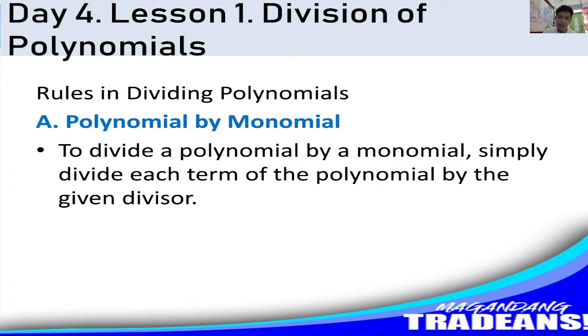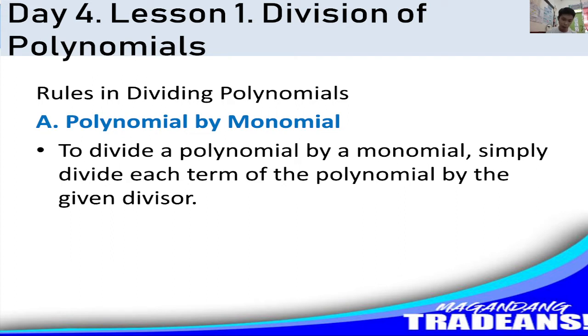This is a recorded class and still we are on module number 4, lesson number 1, division of polynomials. So today we will be learning about the rules on how to divide polynomials. So let's begin first with polynomial by monomial. When you say polynomial, it has two or more terms. So a monomial means only one term is used. So to divide a polynomial by a monomial, simply divide each term of the polynomial by the given divisor.